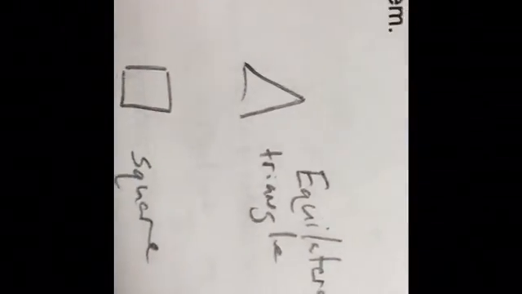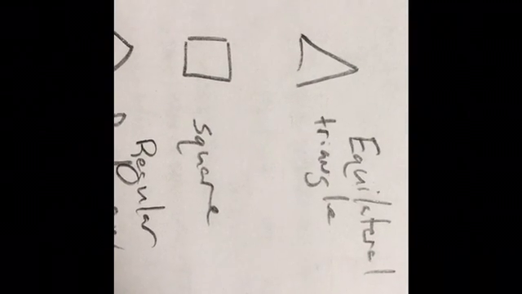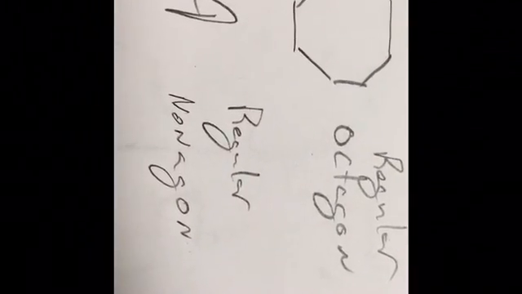First, an equilateral triangle. 3 sides of equal length, 3 angles of equal measure. Equilateral and equiangular. Square, this is both equilateral and equiangular. Four-sided regular polygon. 5-sided is a regular pentagon. 6-sided is a regular hexagon. 7-sided is a regular septagon or heptagon, depends on what your flavor is. Regular octagon is 8-sided. Regular nonagon is a 9-sided figure. Those are hard to draw, so I didn't draw it.